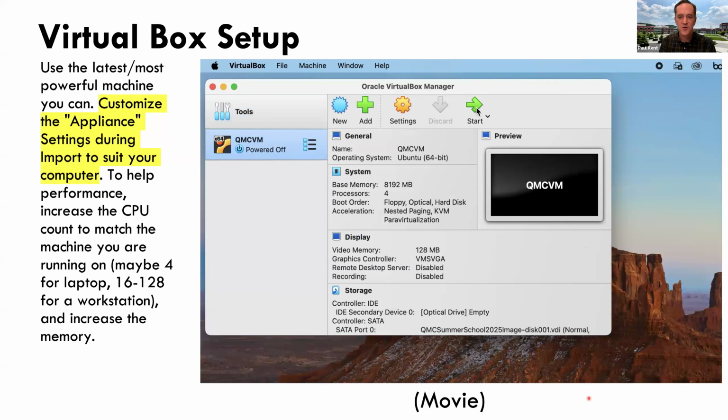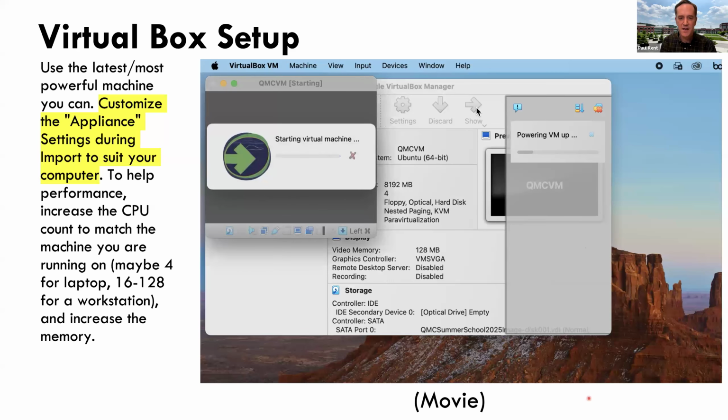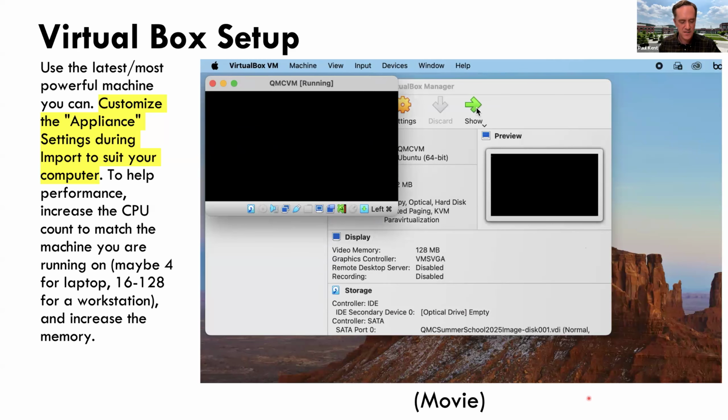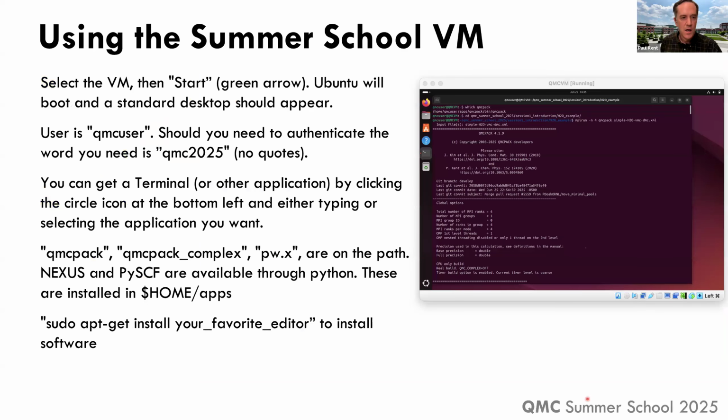All right, so to start it, hit the green arrow, and then the machine will power up, and we'll get to a desktop. I won't wait for this to go all the way through, as we'll see this for UTM as well, but eventually we get to an Ubuntu desktop here. One important point here, and this is also in the README, so the user is called QMC user, and if you need to authenticate to, for example, install some software, the magic word you need to authenticate is QMC 2025, and there are no quotes around it. And obviously you should change that if you're using this virtual machine for anything beyond the summer school.